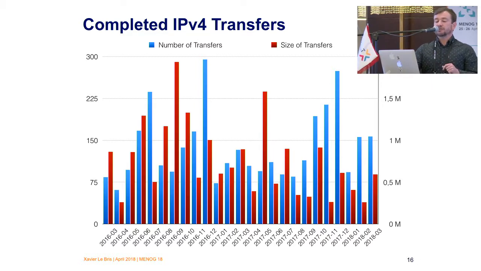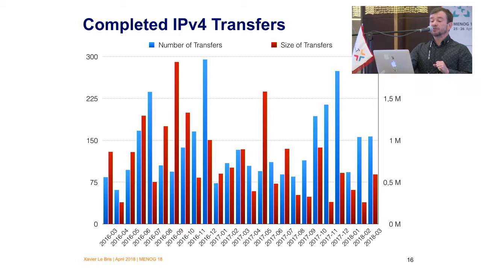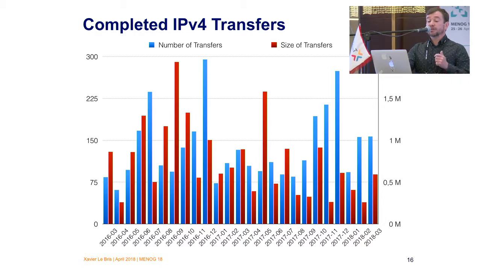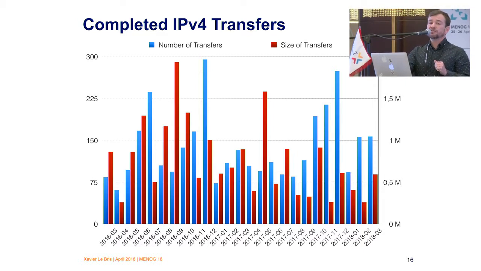Here the total amount, if you look at the number of transfers, can range up to 300 transfers per month. The size of them can be relatively small in terms of the allocation that is transferred. Generally, it's more like /22s. But there are also larger allocations that you can see. For example, in 2016, in August, there was a large IPv4 transfer.